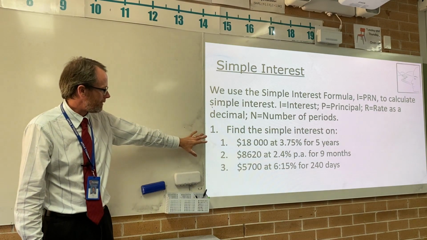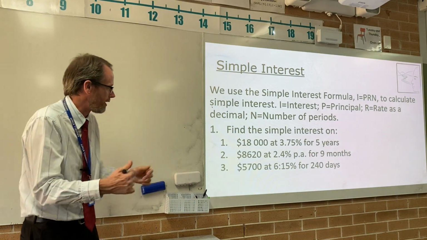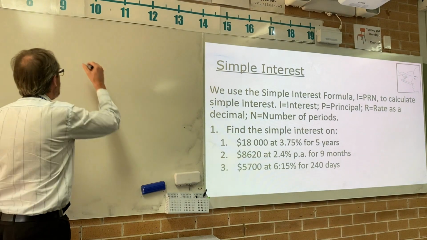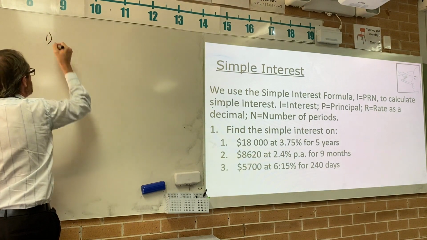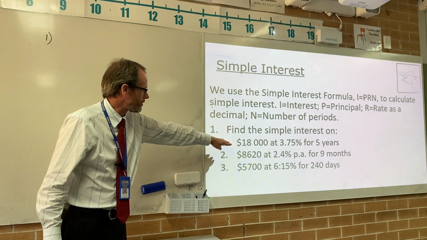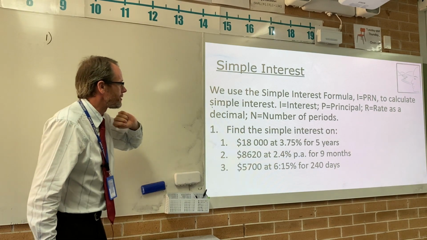So we've got 3 questions here. Hopefully these 3 questions will get us started on how to work these out. So let's get into them and have a go. Question 1 asks us to do $18,000, and we're just finding the simple interest at 3.75% for 5 years.